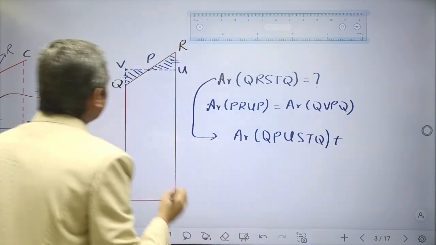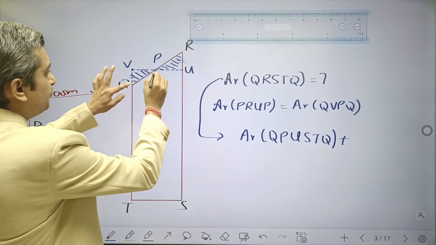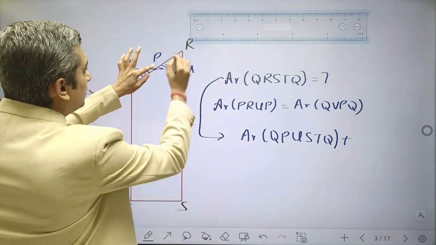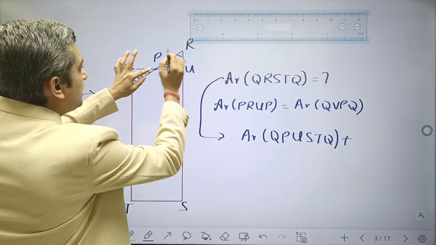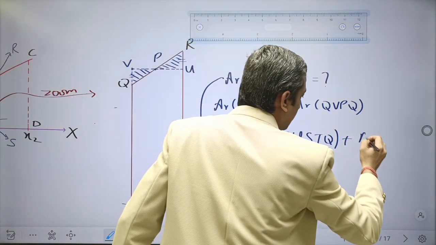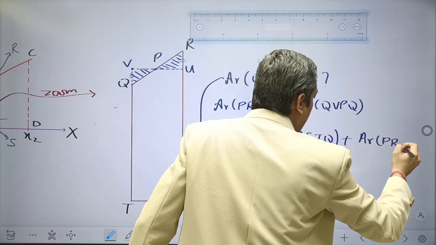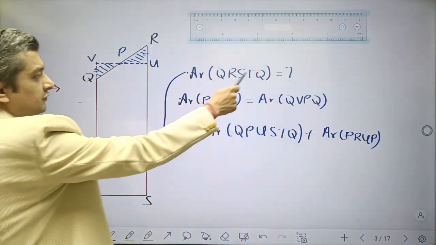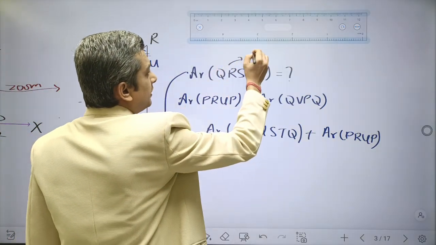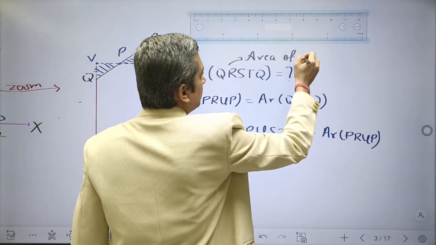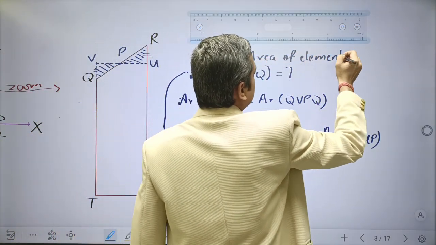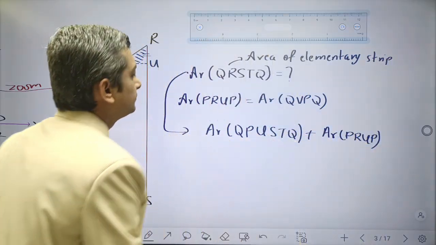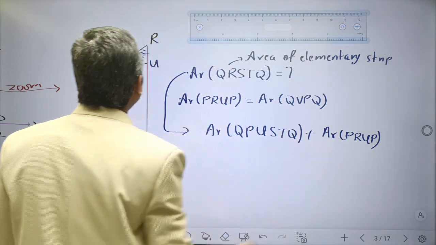USTQ plus this area QPUSTQ, this area plus the triangle area, that is area PRUP. So the total area QRSTQ, that is the area of the elementary strip, is equal to, can be written as, the summation of these two areas.